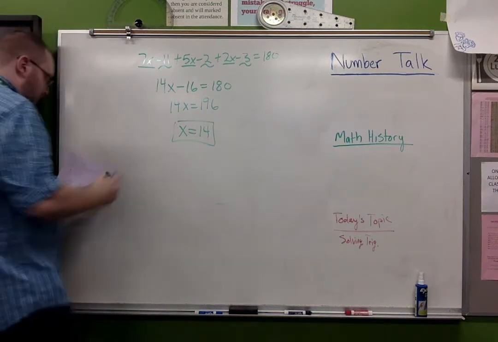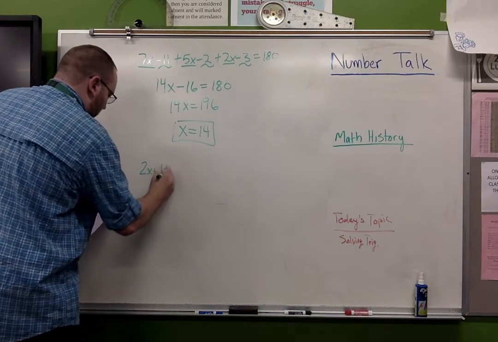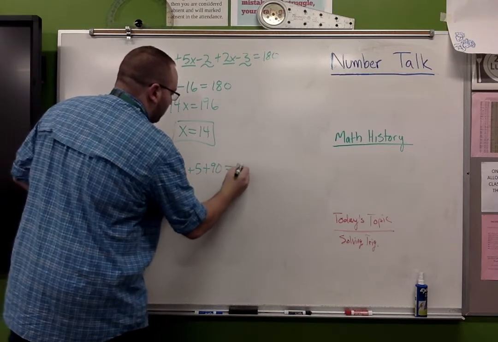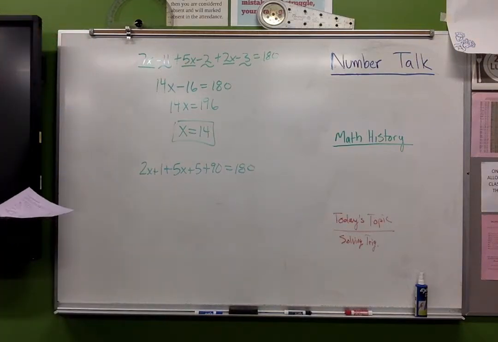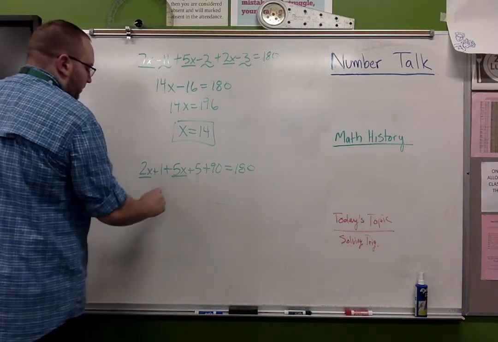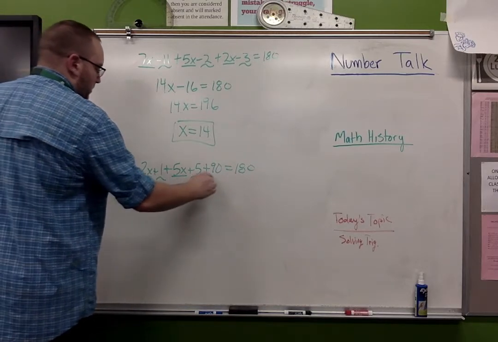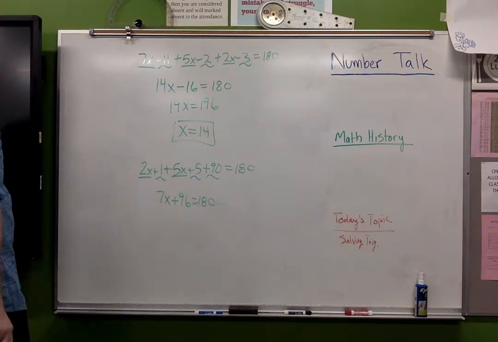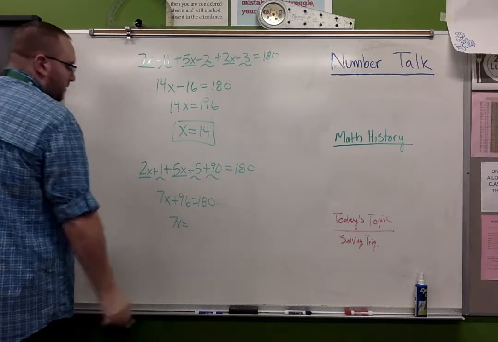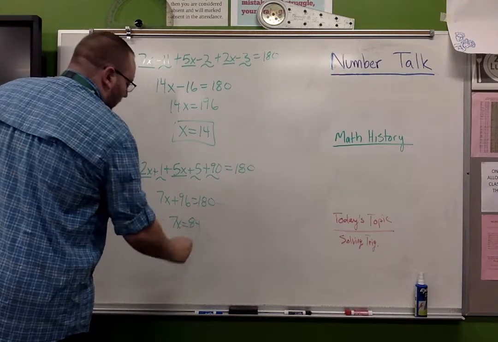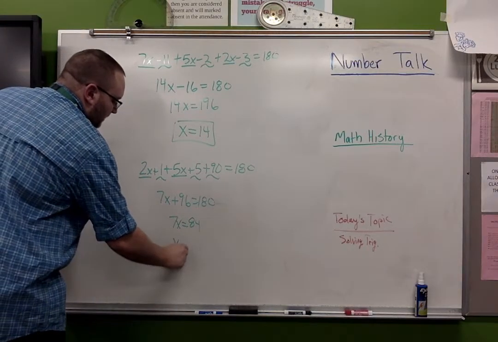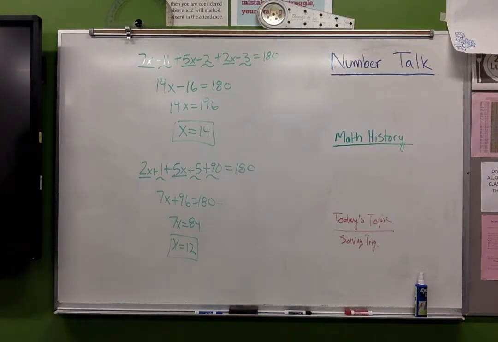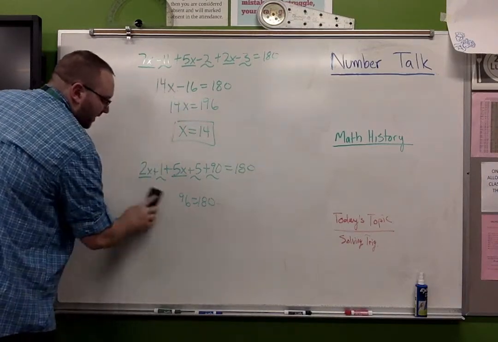Okay, and then the last one there, 2x plus 1 plus 5x plus 5 plus 90 is equal to 180. Collect like terms, 7x plus 96 is equal to 180. Subtract 96 from both sides. 7x is equal to 84. Divide by 7 both sides. X is equal to 12. There's your answer. Okay, so that's the triangle angle sum theorem. Just all the angles in a triangle have to add to 180.